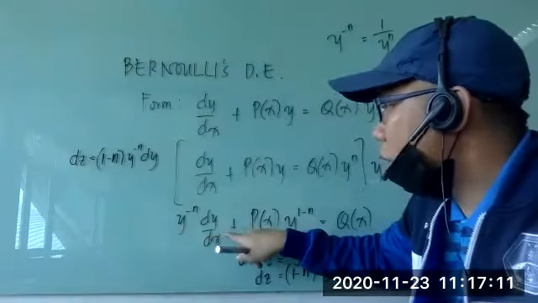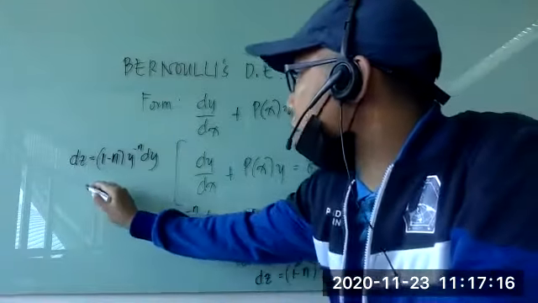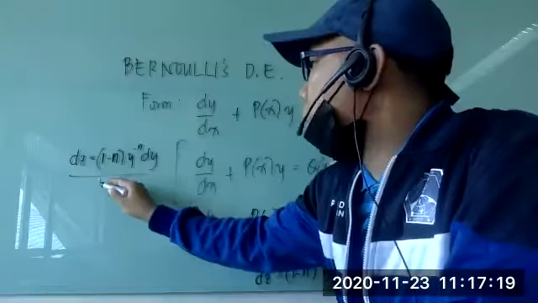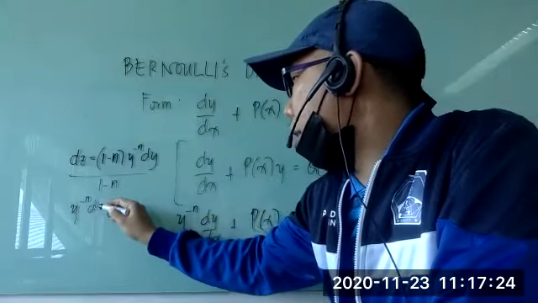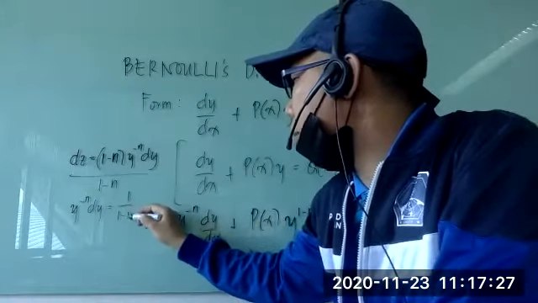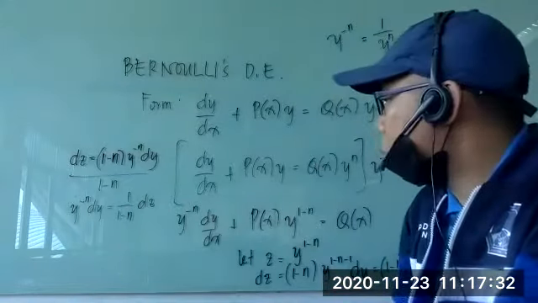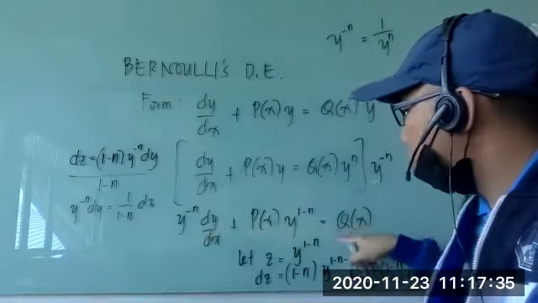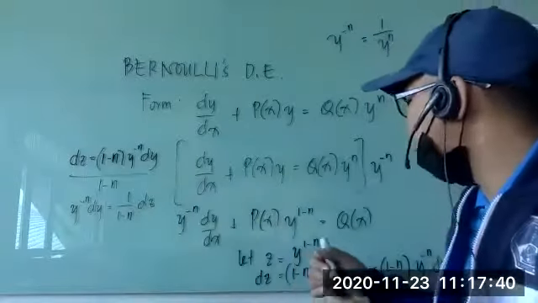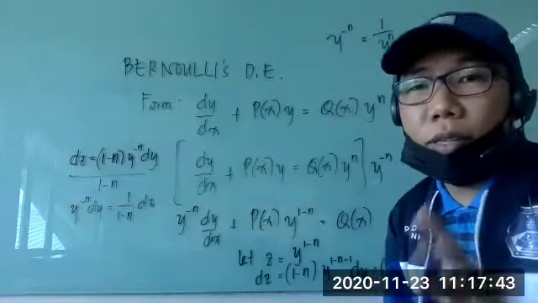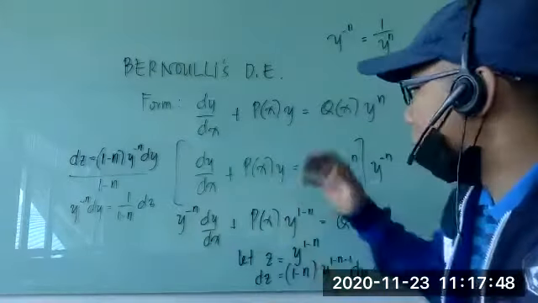I-plug in na natin dito kung ano yung mga applicable, 'di ba? So ito meron kang y raised to negative n dy dyan. So ibig sabihin, if we divide both sides by 1 minus n, itong y raised to negative n dy is equal to what? 1 over 1 minus n times dz. Okay? So we plug in now in this equation itong bagong variable na z and then its differential. Kailangan ang lalabas dyan is variable z and function of x na lang. Okay? That's the idea sa substitution. Para maging linear siya.